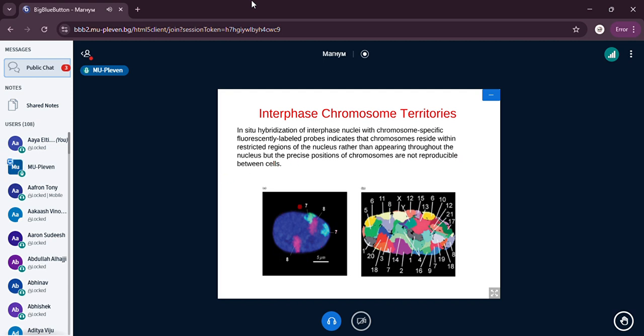This is a nucleus, and this image is made by computer accumulation of several other images with different fluorescence stainings. You can see that each color is a different chromosome, and it has its own territory, its own localization in the nucleus.